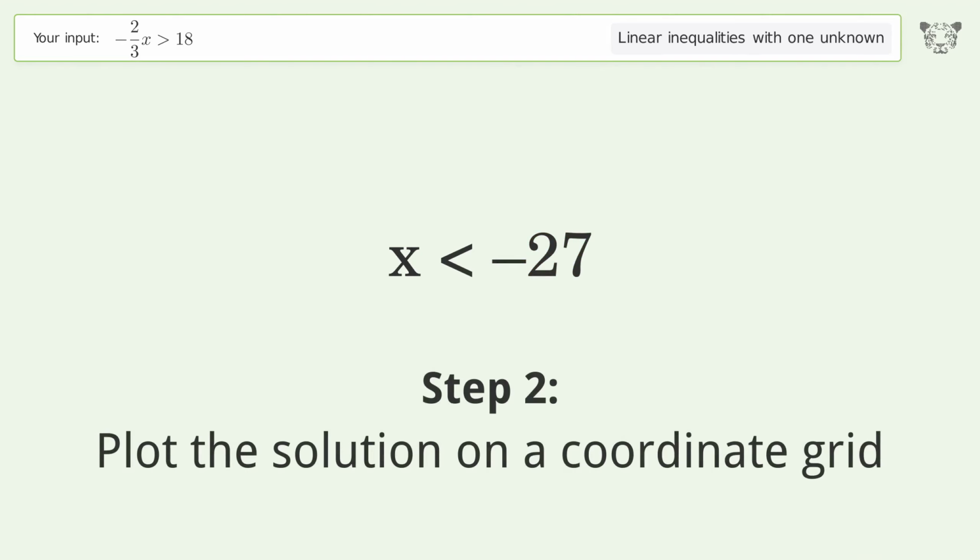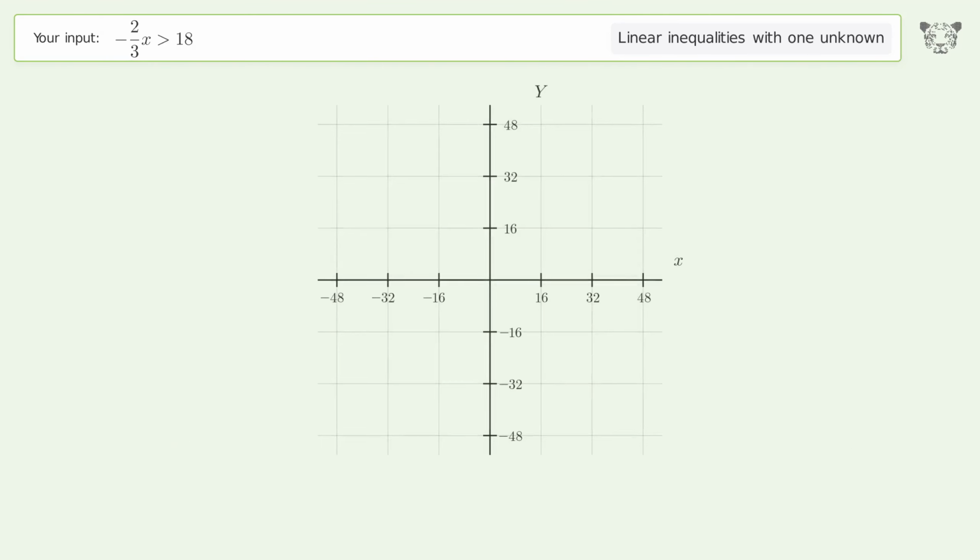Plot the solution on a coordinate grid. And so the final result is x smaller than negative 27.